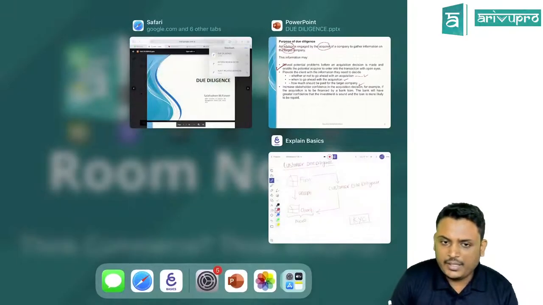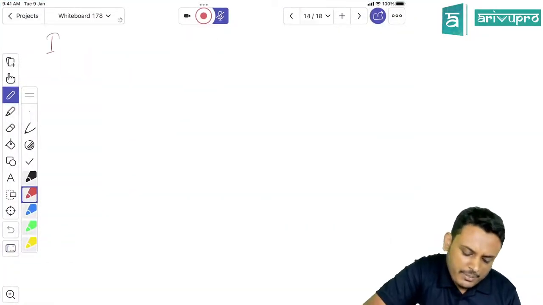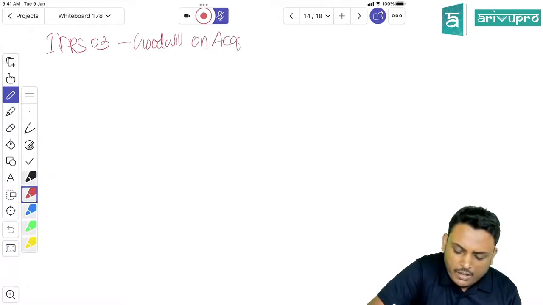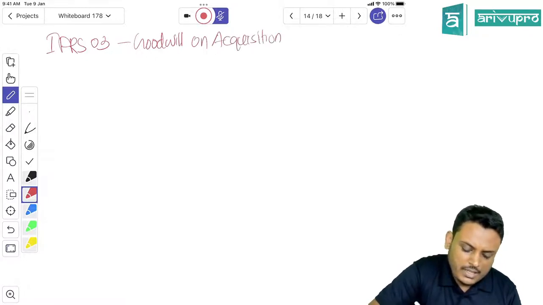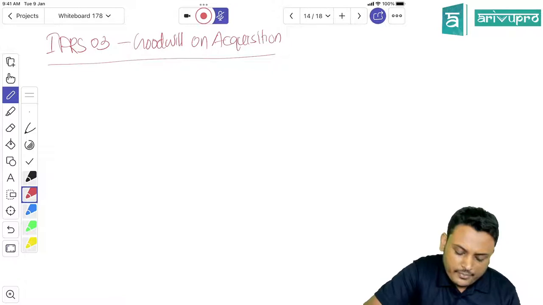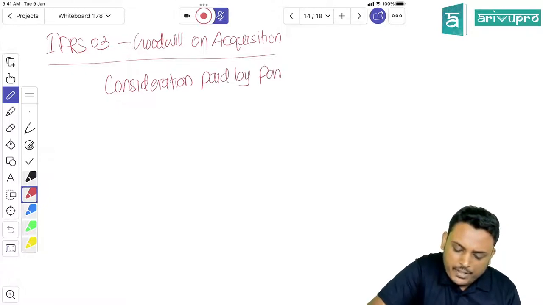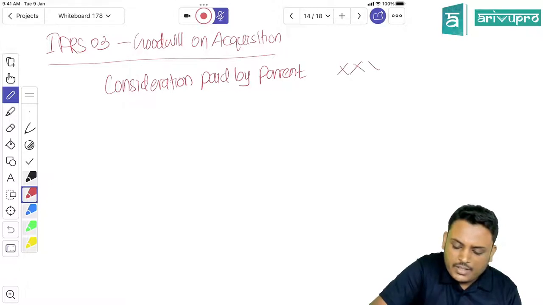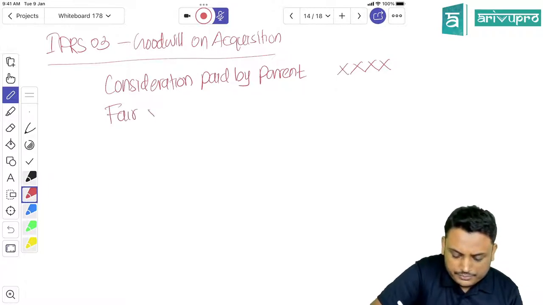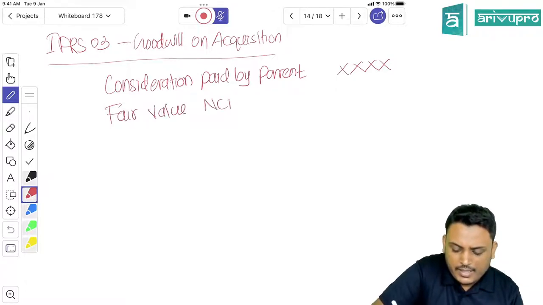I'll take this as a point here. See, in IFRS 3 Business Combinations revised, you might have studied goodwill on acquisition. In SBR, Strategic Business Reporting, you might have studied how to calculate goodwill. Consideration paid by parent, plus fair value of NCI.